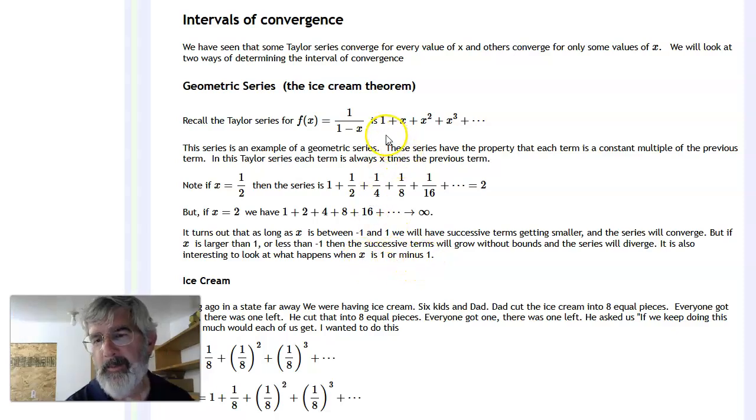It's curious if you look at 1 and minus 1. Let me just plug it in here. 1 is kind of funny. You get 1 plus 1 plus 1 plus 1 plus 1 plus 1. Clearly, that doesn't converge. It heads to infinity.